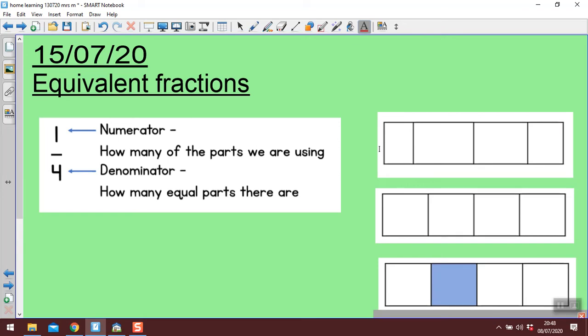So, this bar model has been split into 4 parts, but they're not equal parts, so we need to get rid of this one. But this one has been split into 4 equal parts, so that's fine. If you want 1/4 of a fraction, you could have this one, or this one, or this one, or this one. It doesn't matter, as long as you're consistent and you stick to the same.